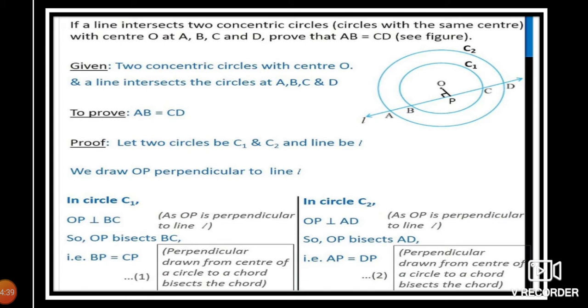Observe, students, carefully. In the box they have already given: perpendicular drawn from the center of a circle to a chord bisects the chord. That's why we have to write directly AP equals to PD. Okay, next.